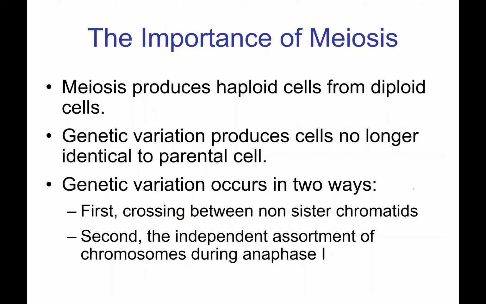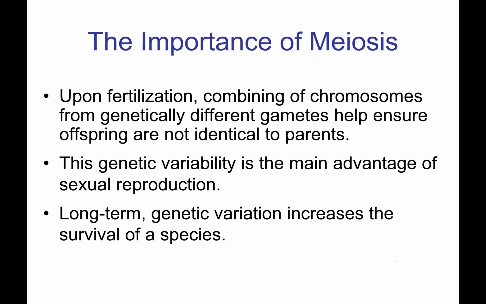So meiosis produces haploid cells from diploid cells. It's important because it helps with genetic variation, and it occurs through crossing over in prophase 1 and independent assortment during metaphase 1 and anaphase 1. Upon fertilization, combining of chromosomes from genetically different gametes helps ensure offspring are not identical to parents. This genetic variability is the main advantage of sexual reproduction, and long-term genetic variation increases the survival of a species. So genetic variation helps a species to survive longer.